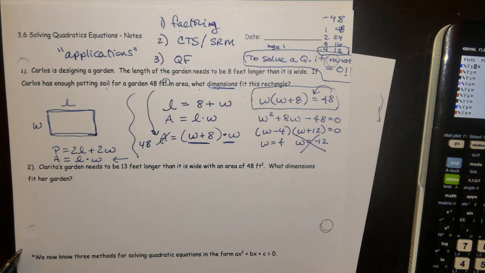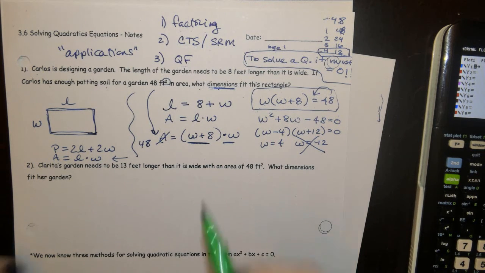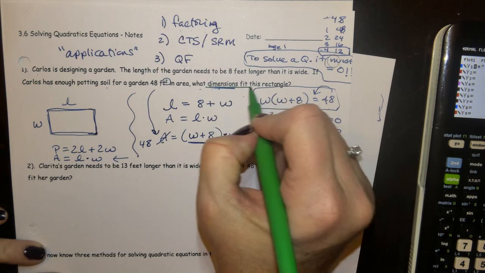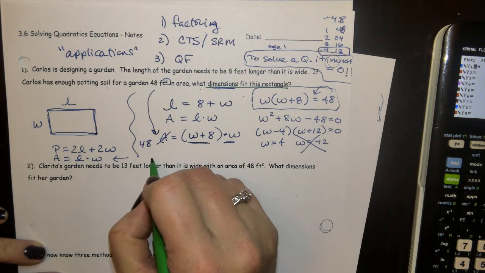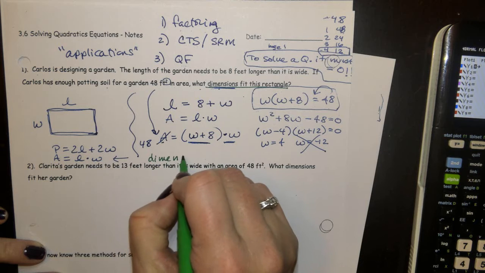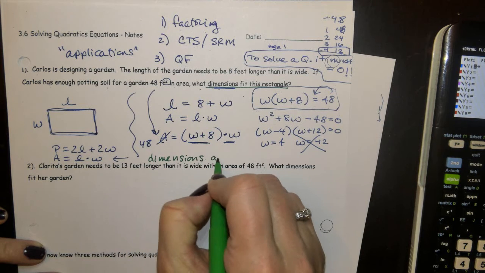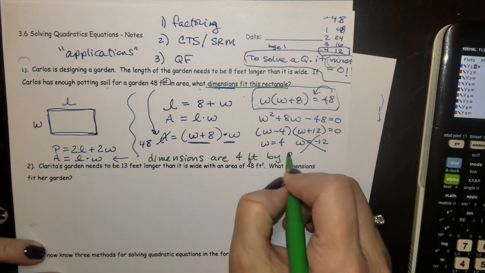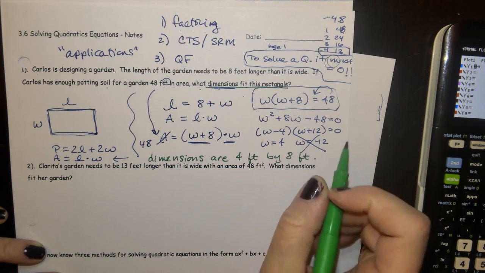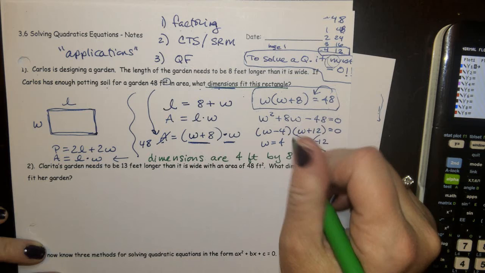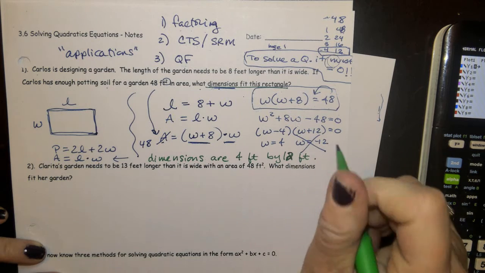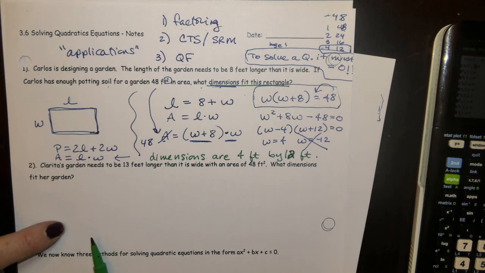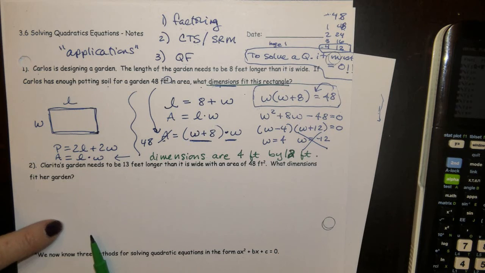Let me get my color here. So the question was, what dimensions fit this rectangle? So the dimensions are 4 feet by 8 feet. How did I get 8 feet? Oh, 12 feet. How did I flake out? Just like that. All right.